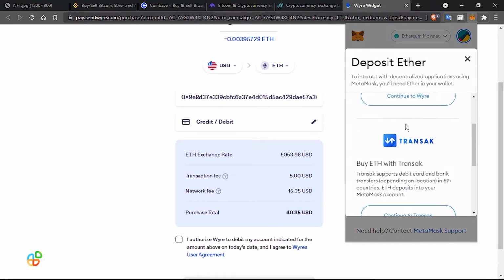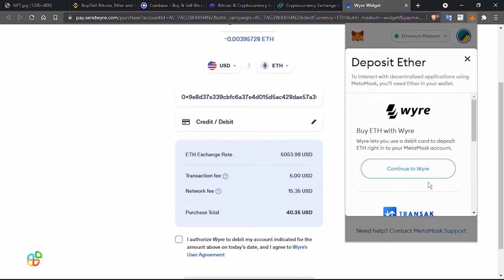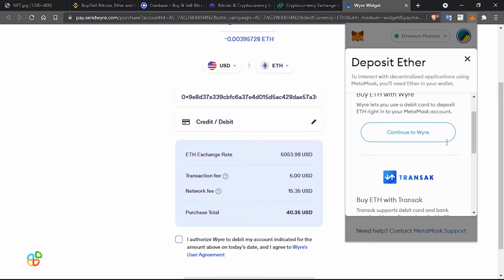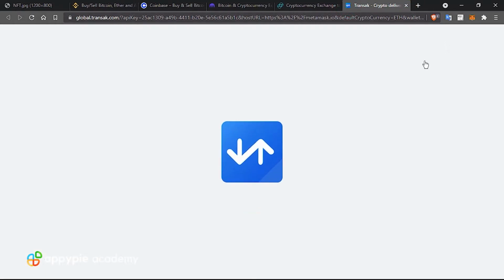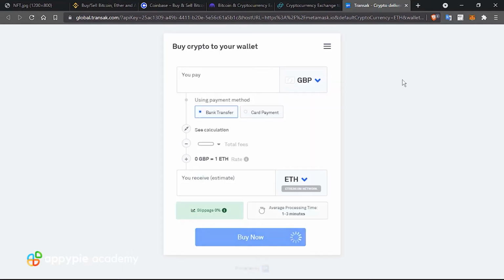The next is through this Transact. Transact supports debit card and bank transfer. You can see here, just like our Wire, which supported debit card, Transact supports it too. Let's open Transact and let's see. So Transact supports the debit card in the similar way that we had Wire earlier.